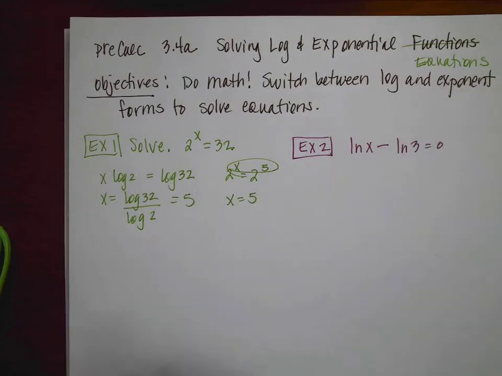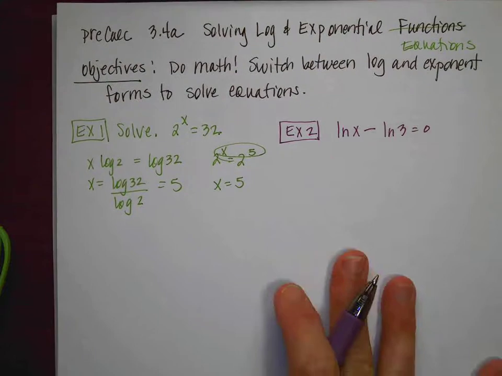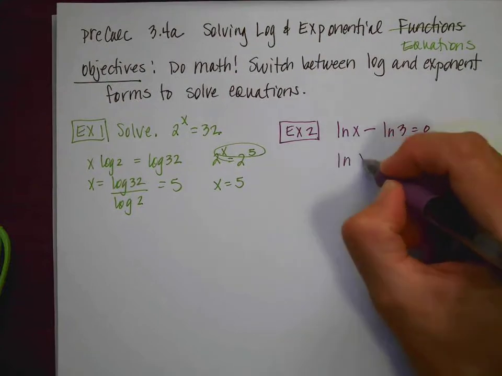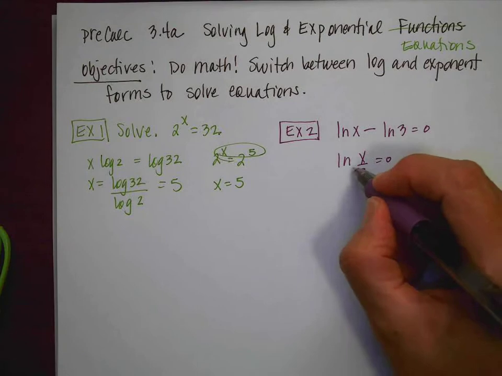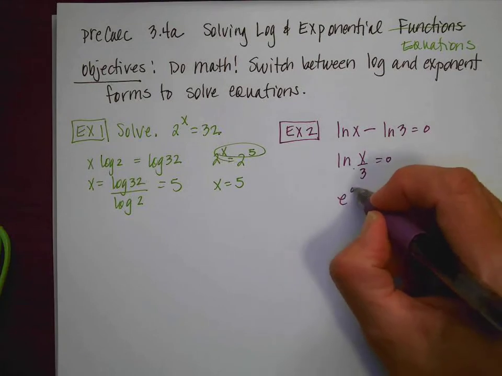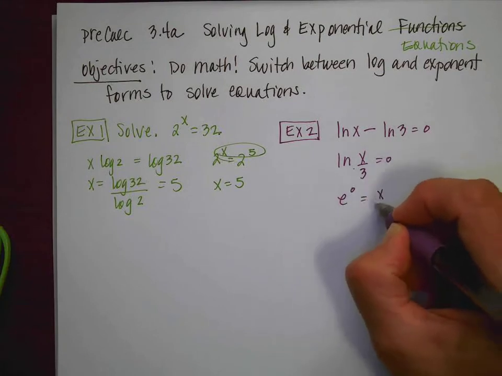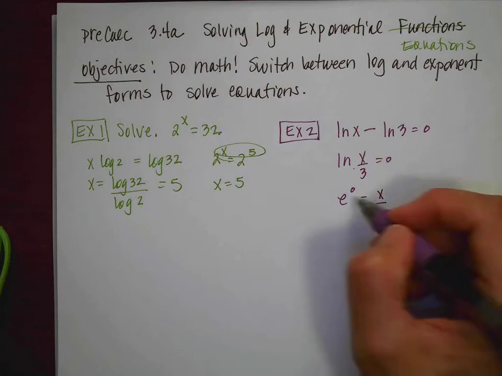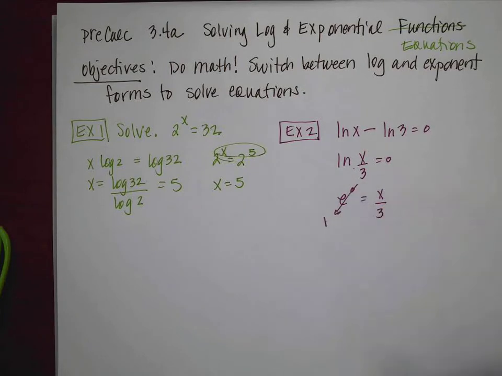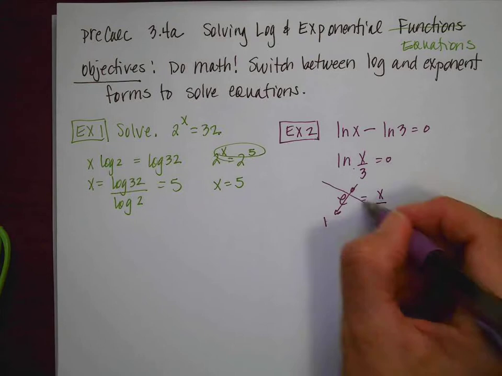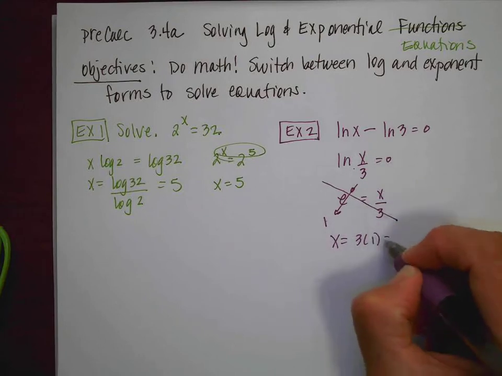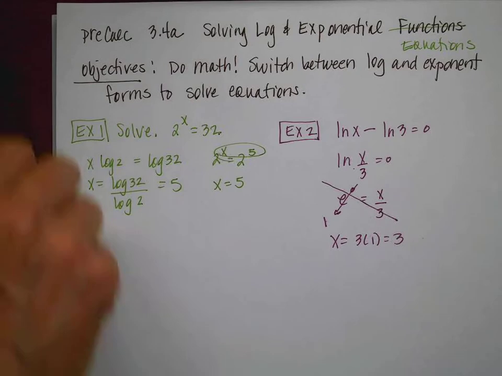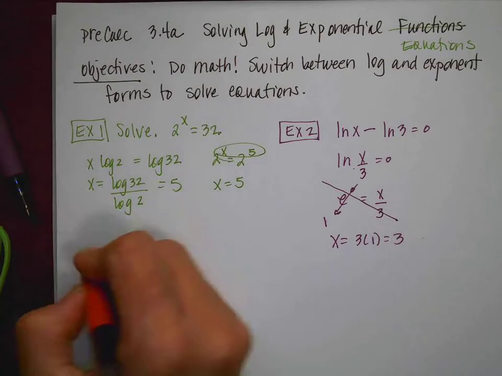All right, example 2, I'm going to have the natural log of x minus the natural log of 3 is equal to 0. The first thing that I would do is use my properties of logarithms to make one statement is equal to 0. And then if I go back to exponent form, e to the 0 is equal to x over 3. Well, e to the 0 is equal to 1, and then I can cross multiply, so x is equal to 3 times 1, which is 3. So that was pretty nice.